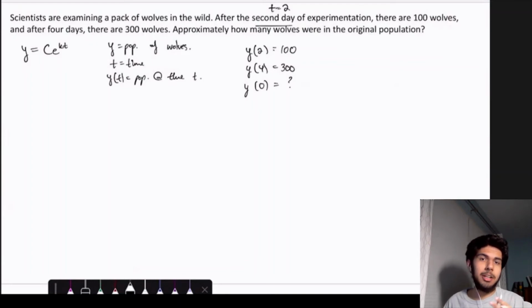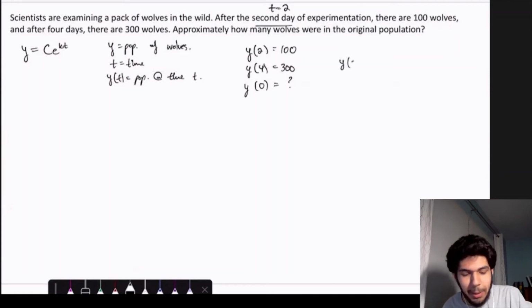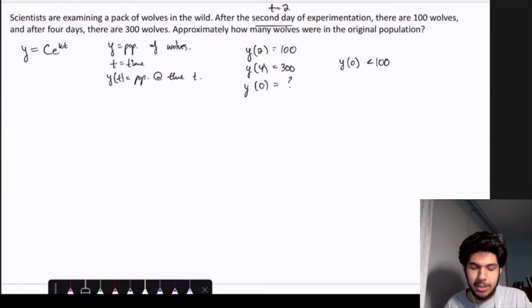Like with plutonium, we could kind of predict that, oh, it should be greater than 72,000. But we can't really do the same thing here because we're not given information about half-lives, and we don't know how this is growing necessarily. The only thing we expect is for y of 0 to be less than 100, because we expect there to be growth. So we want growth from time 0 to time 2. So, if our answer is greater than 100, we probably made a mistake. If it's less than 100, then we're probably good.